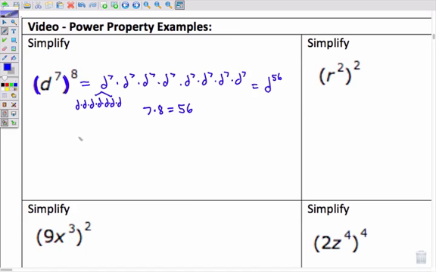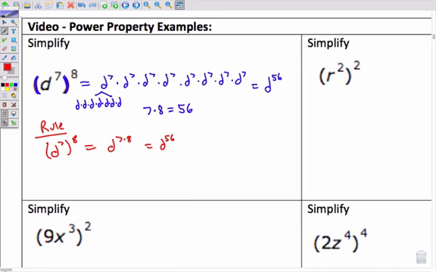And that leads you right into the rule. The rule says that if you have a power to a power, you multiply those two powers together, those two exponents. So d to the 7th to the 8th becomes d to the 7 times 8, which is d to the 56. And we got the same answer here.